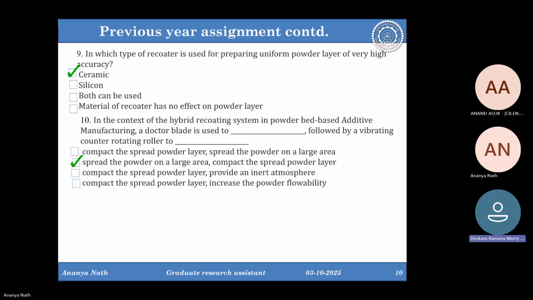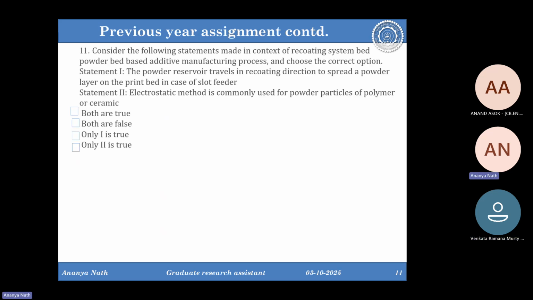So almost the same questions are there in the assignment. Okay, same questions are given. Consider the following statements made in the context of recoating system of powder bed based AM. Powder reservoir travels in the recoating direction to spread the powder layer. Electrostatic method is commonly used for powder particles of polymer. Polymer cannot be used for electrostatic. It's already false because it's not in a charged state.